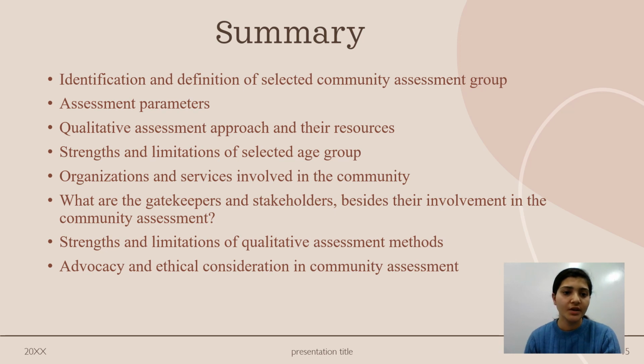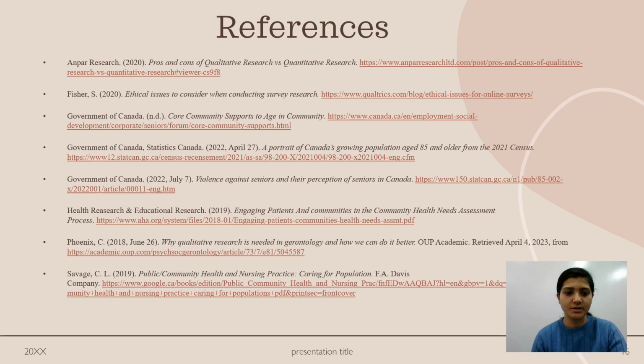Next is the summary. In this we have discussed the identification and definition of the selected community assessment group, assessment parameters, quality assessment approach and their resources, strengths and limitations of the selected age group. Next is the organizations and services involved in the community such as short-term and long-term care. Then we discussed the gatekeepers and stakeholders, strengths and limitations of qualitative assessment methods, and last, advocacy and ethical considerations in the community assessment.